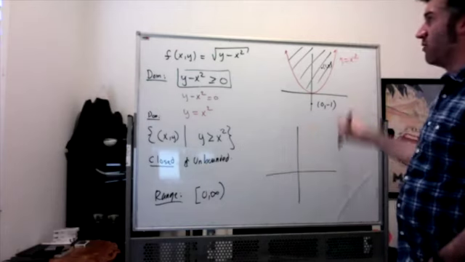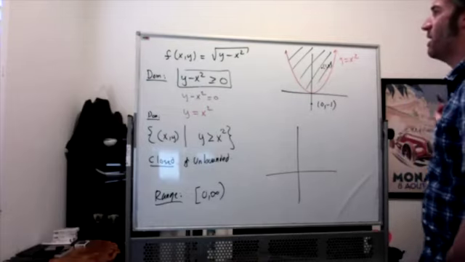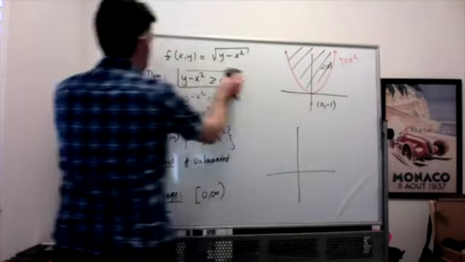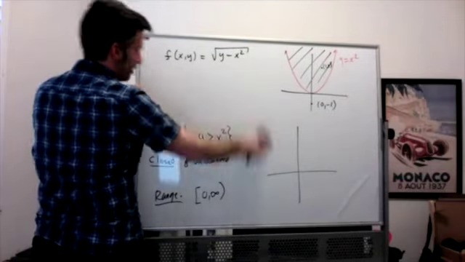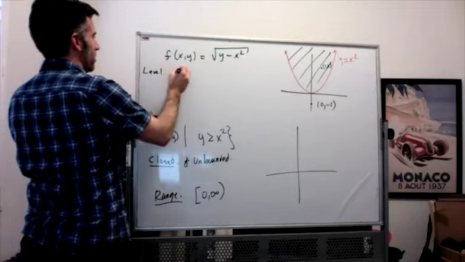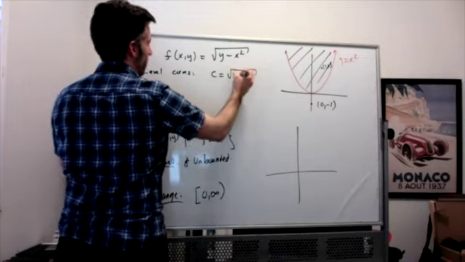I've already drawn one of them. That's the level curve when z or c equals 0, right? And it kind of depends on what you want to say. Sure. Kind of running out of room here, as usual. So for level curves, right, we're going to set c equal to the square root of y minus x squared.